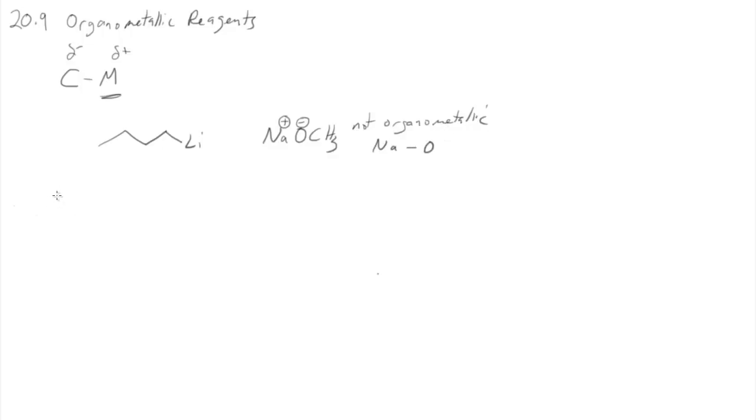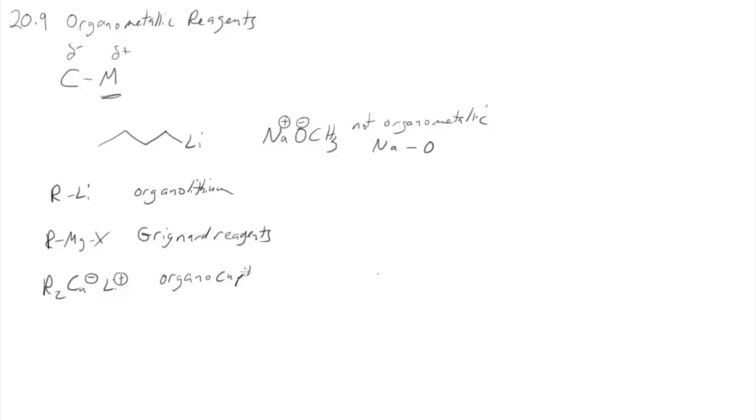There are three main categories of organometallics that we'll look at. We'll look at organolithium compounds. We'll look at organomagnesium halides, which are also called Grignard reagents. And we'll also look at organocuprates, which typically have a lithium to balance the charge. So sometimes they're called organocuprates or organolithium cuprates. These are also sometimes called Gilman reagents.